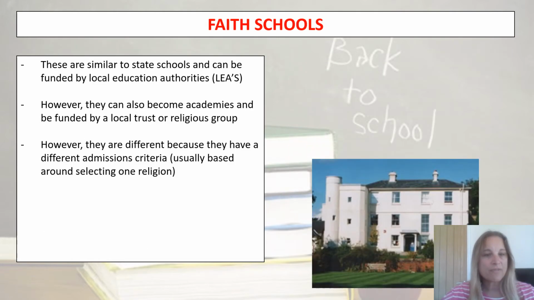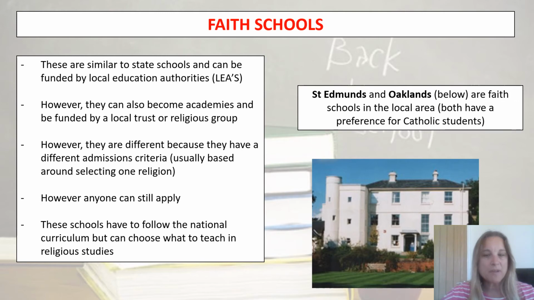And then finally, faith schools. So St Edmunds and Oaklands are examples of faith schools in our area, and these are similar to state schools. They can be funded by local education authorities, but they are also often funded by church groups, for example the Catholic Church in these examples. However, they're different because they have a different admissions criteria.